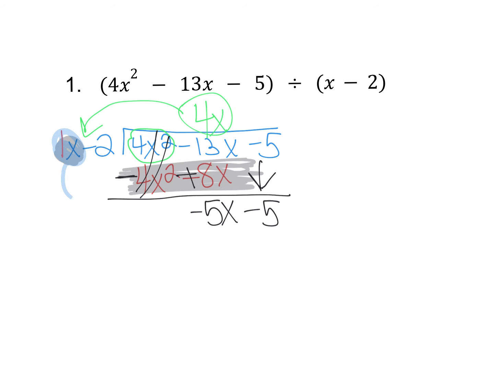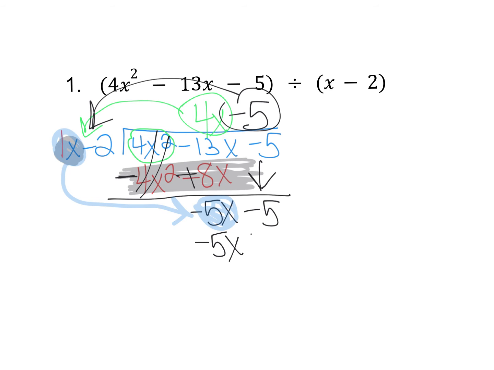1x times what will get me negative 5x? Well, negative 5 times 1x will get me negative 5x. So I'm going to have minus 5. Now I'm just going to multiply everything. Negative 5 times x is negative 5x. Negative 5 times negative 2 is positive 10.